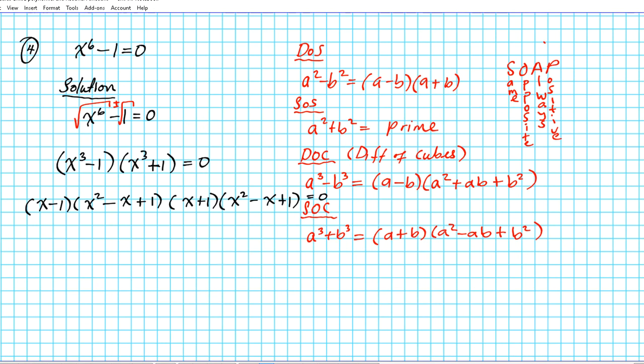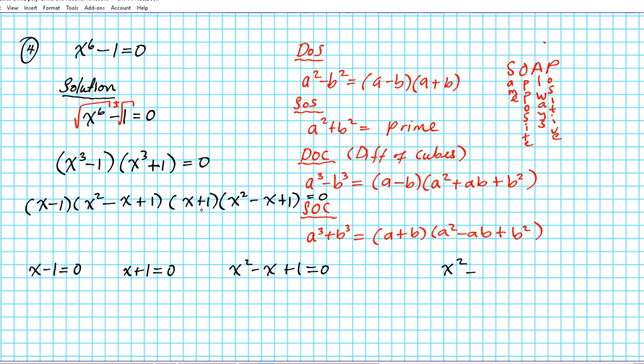Now what we're going to do is set all the factors to 0 using the zero product property. So let's take the linear factors first. x minus 1, set that to 0. Easy. x plus 1, set that to 0. Easy. And then we have the other components, x squared minus x plus 1. Set that to 0.